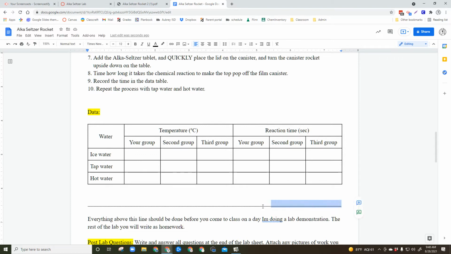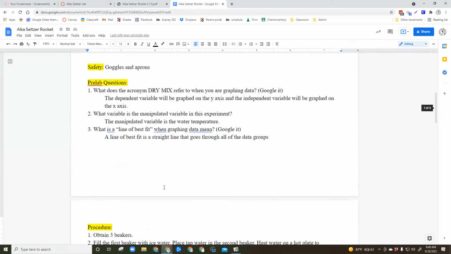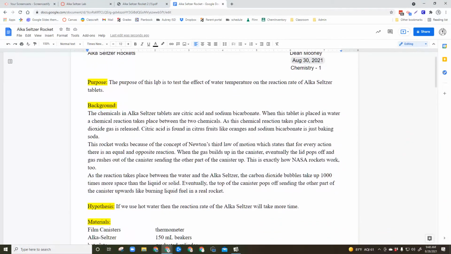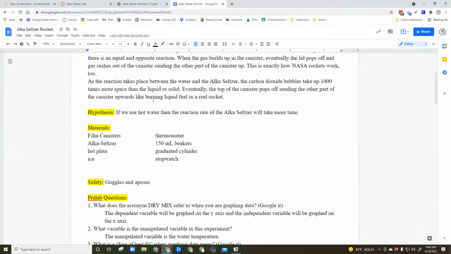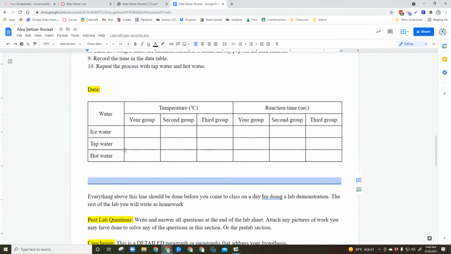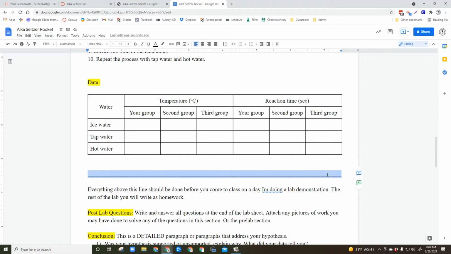All right, so see this line right here? This is where you stop for the pre-lab. So when I say have your pre-lab done before we do a lab, because I'm going to check your pre-lab, that's what this is. It's the purpose, background, hypothesis, materials, safety, pre-lab questions, procedure, and your data table drawn. This line means that's where you stop until we actually conduct the lab.